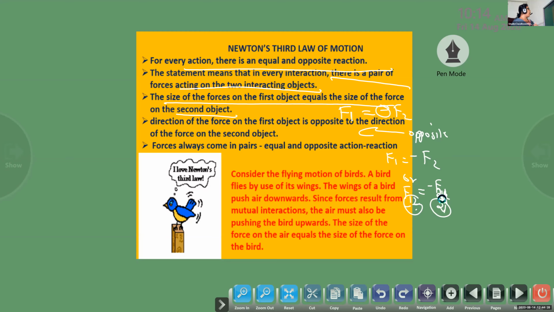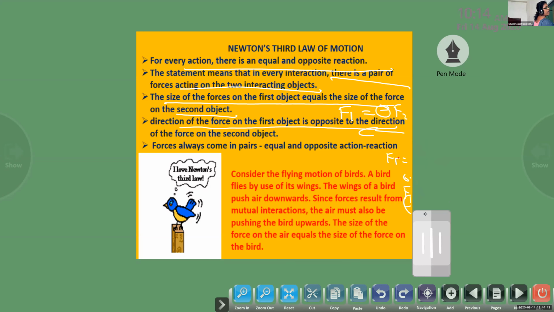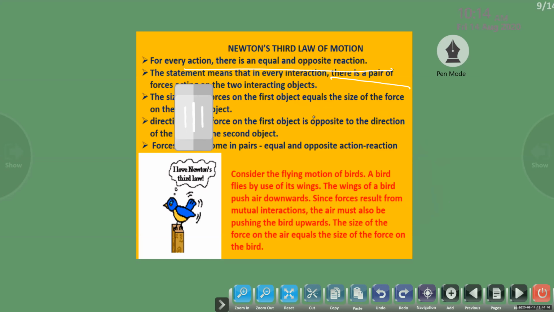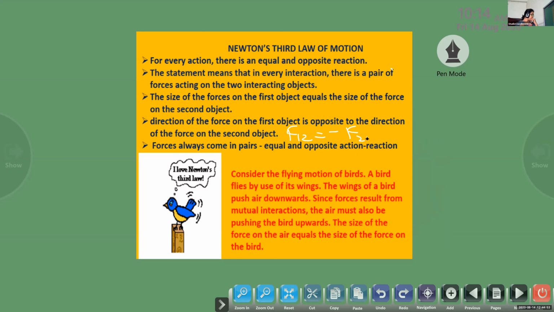So that is the third point, the same point repeated. The direction of the force on the first object is opposite to the direction of the force on the second object. So that is what I have mentioned to you: F1 is equal to minus F2. So that is the third point. The direction of the force on the first object, F12, is equal to minus F21. And the same thing, they are in pairs, equal and opposite, action and reaction.